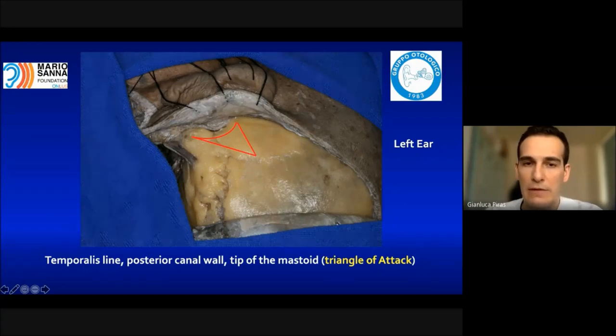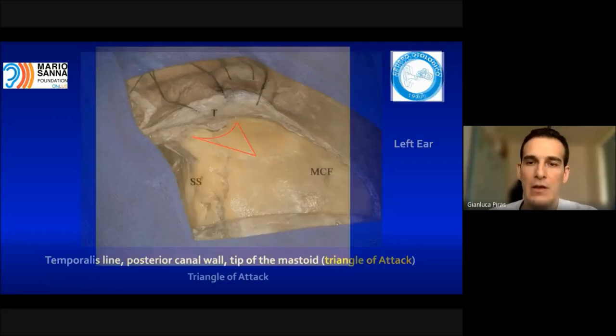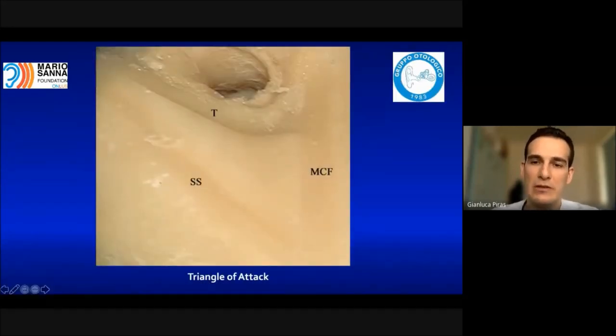Then you can follow the posterior canal wall, detaching the skin from the external auditory canal and doing a line that practically continues the external auditory canal. Then the conjunction between the line that you draw between the temporalis line and the mastoid tip is the area of the sigmoid sinus. So that's the triangle of attack. As you can see in this picture, you see the middle fossa dura plate, the area of the sigmoid sinus, and the area of the posterior canal wall.